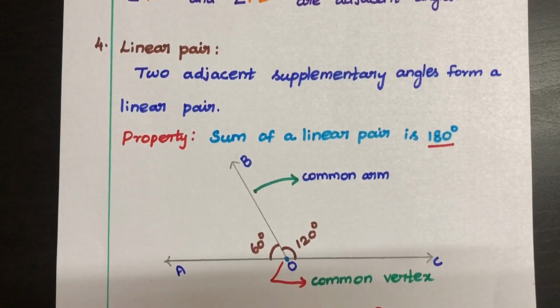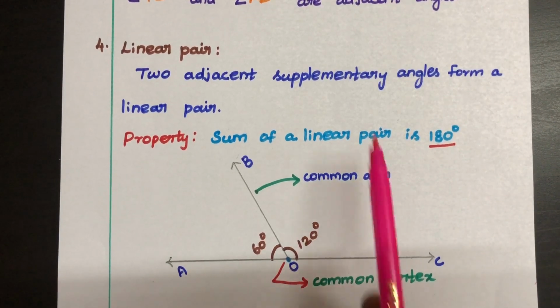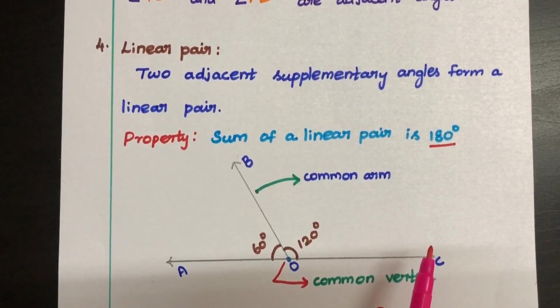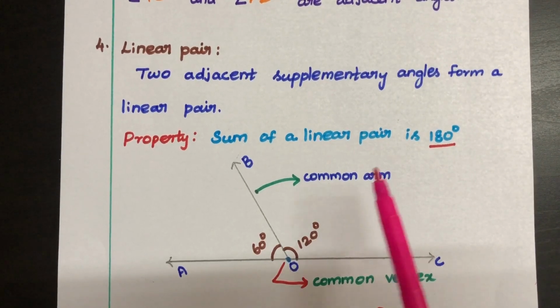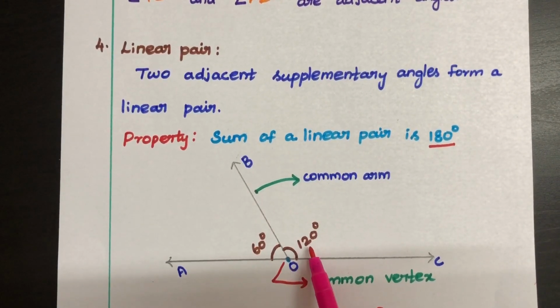Next, linear pair. One of the most important things, linear pair. What is a linear pair? Two adjacent supplementary angles form a linear pair. We have learned supplementary angles. What is a supplementary angle? The addition of two angles makes 180 degrees. That is called a supplementary angle. If it is a straight line, see here, the straight line. Two adjacent supplementary angles form a linear pair. In a single straight line, if you draw a line that forms supplementary angles, then it is called a linear pair.